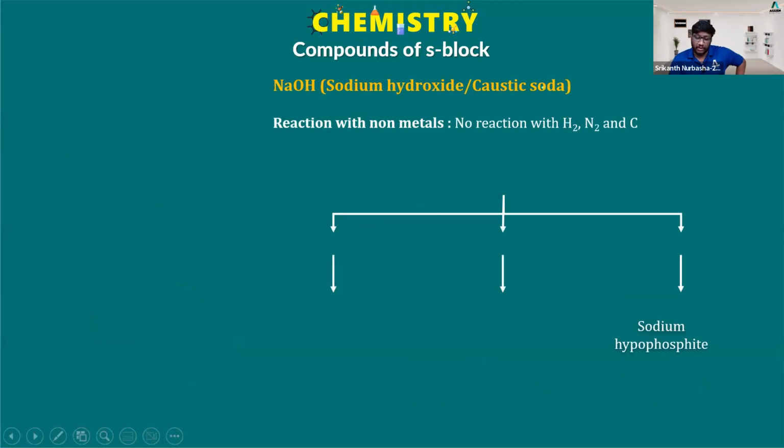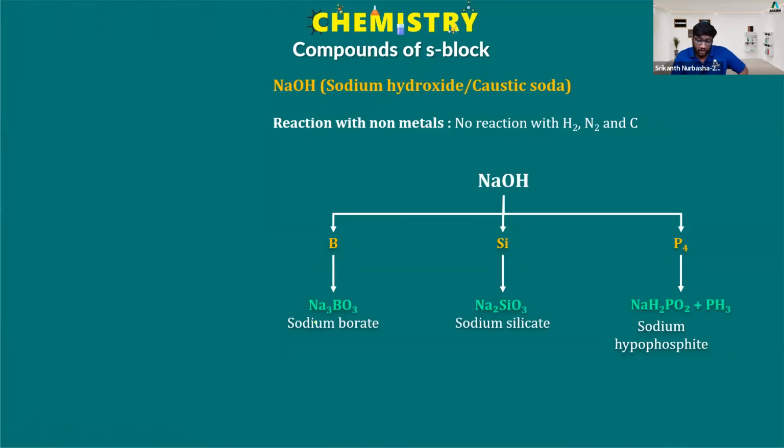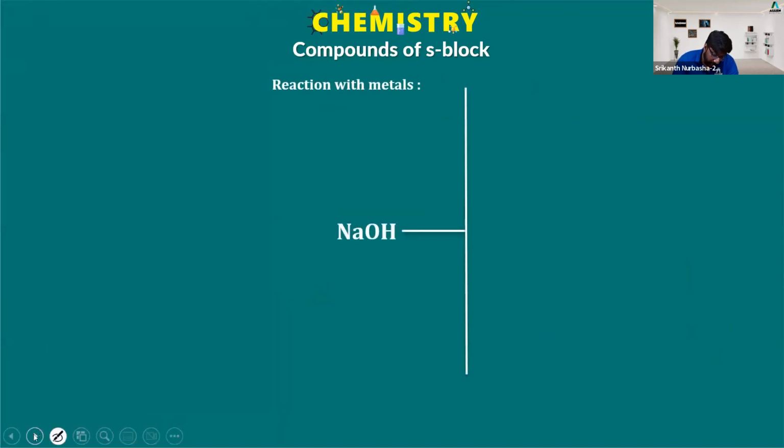Reaction with non-metals: no reaction with H2, N2 and carbon. The reaction of NaOH with boron leads to the formation of sodium borate. With silicon, it forms sodium silicate Na2SiO3. With phosphorus, it forms sodium hypophosphite. So NaOH reacts with non-metals like boron, silicon and phosphorus to form sodium borate, sodium silicate and sodium hypophosphite. And different kinds of metals can also react with NaOH.